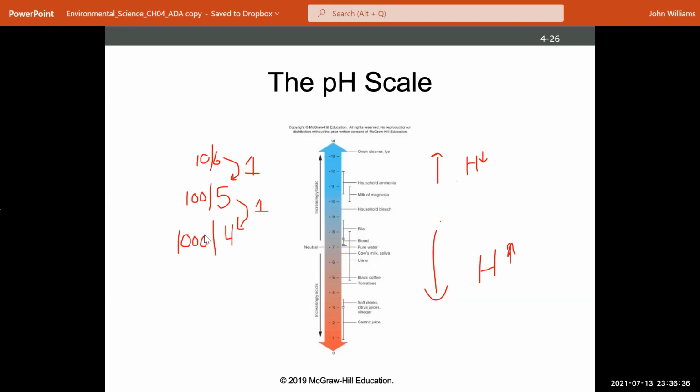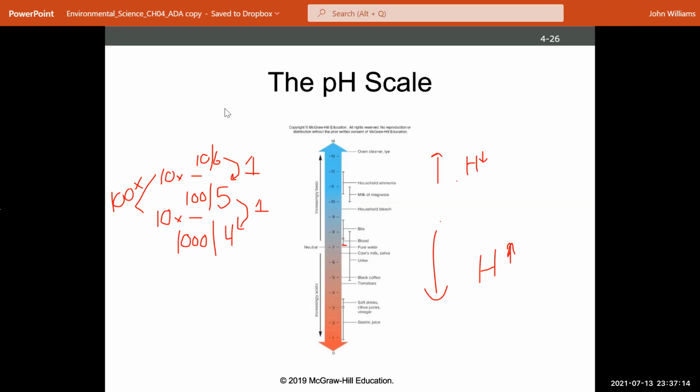Okay, so every step, remember, is 10 times. So if you do 2 steps, you're basically doing 100 times. You're changing by 100. Right? 10 times 10 is 100 times. Okay. So if we change 3 units, so if we went from 6 to 3, it would change by 1,000 times. So then it would be 10,000 hydrogen ions.